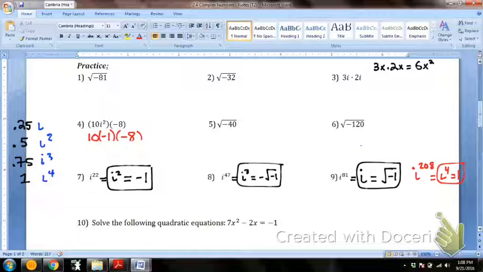Anybody have questions about this part? This part's kind of funky. The i to the whatever. If you just look at the decimal value, you're always dividing by 4. If you look at the decimal value, you should be pretty good.